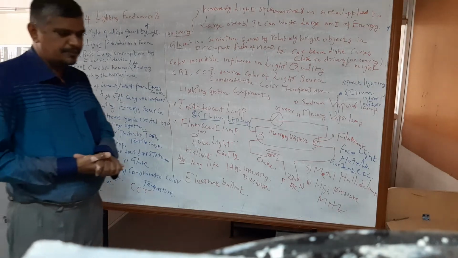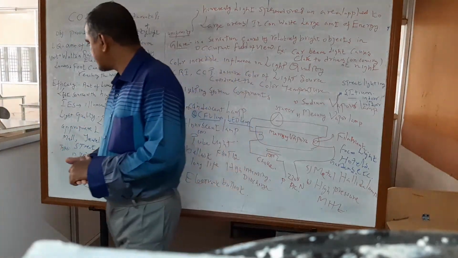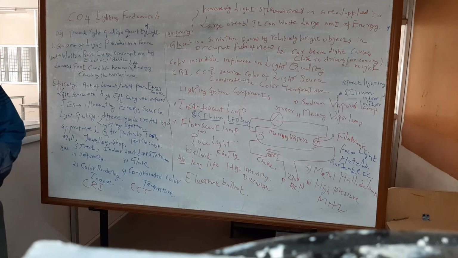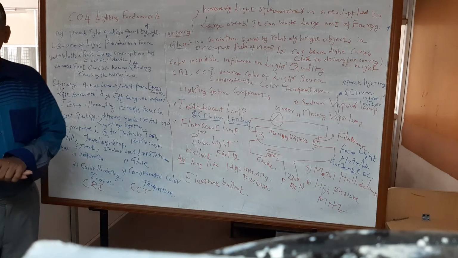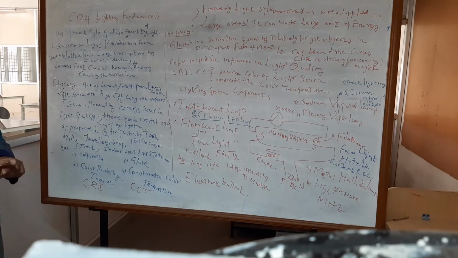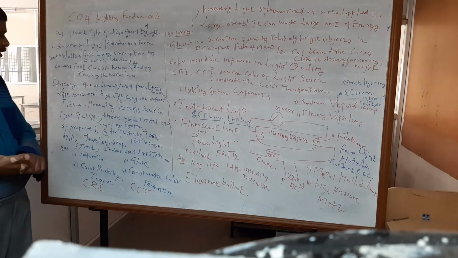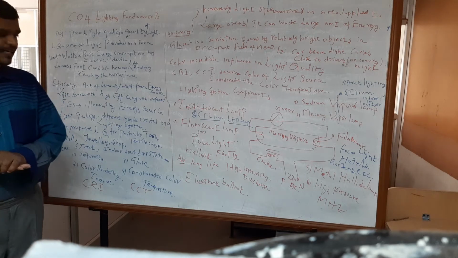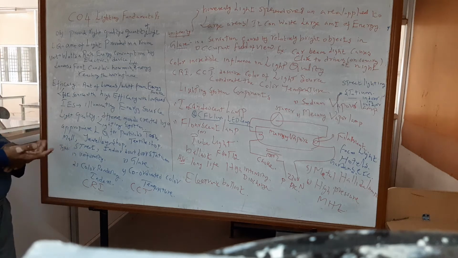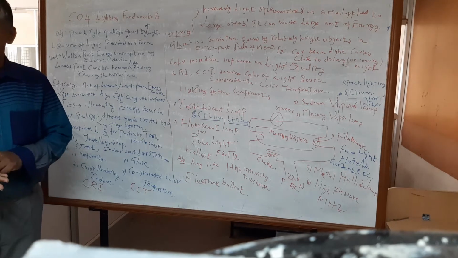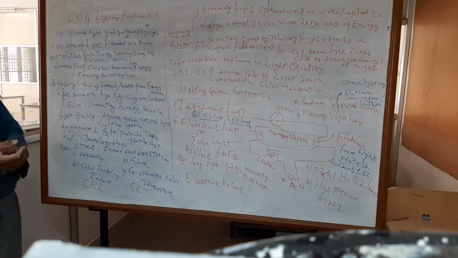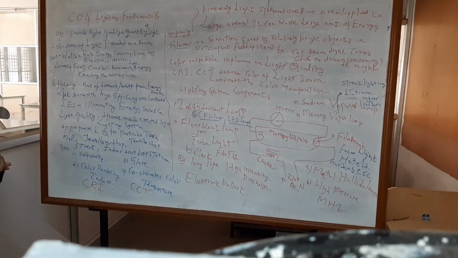Another important parameter in lighting is efficacy. Efficacy is the amount of lumens per watt from the energy source. A light source normally has high efficacy with low power. Generally we have a standard, IES, the Illuminating Engineering Society standard.